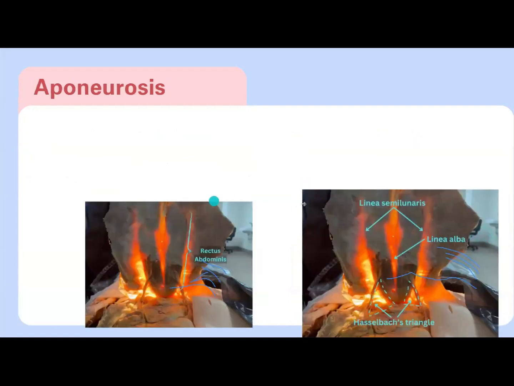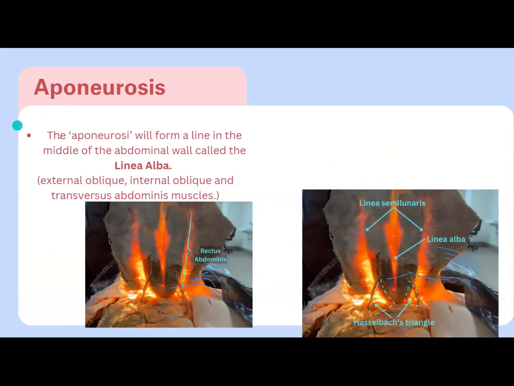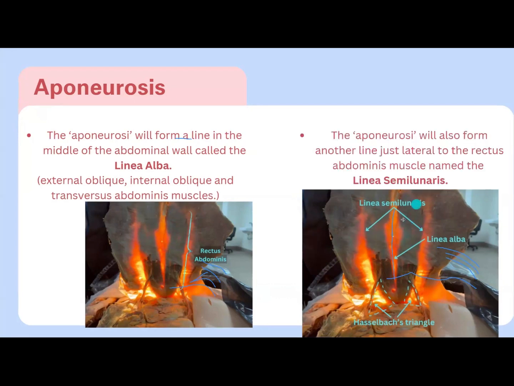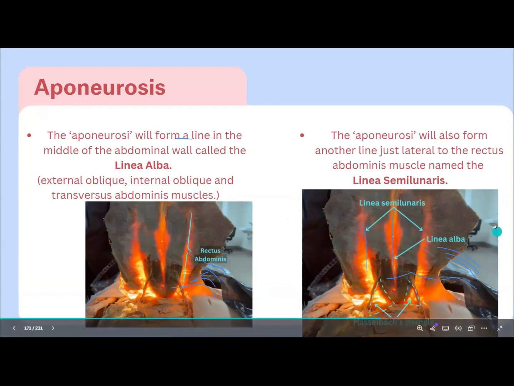Now, let's look at it on the cadaver. The aponeuroses will form a line in the middle of the abdominal wall called the linea alba. This line right here is called the linea alba. It's made up of the external oblique aponeurosis, internal oblique aponeurosis, and the transverse abdominis muscle's aponeurosis. Now, what about the linea semilunaris? The aponeuroses will also form a line that is lateral to the rectus abdominis. So lateral to the rectus abdominis is called linea semilunaris. Medial is called linea alba. And this is the triangle that we're going to talk about in a bit.